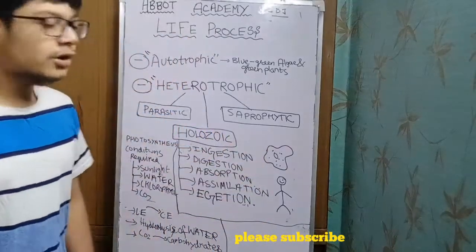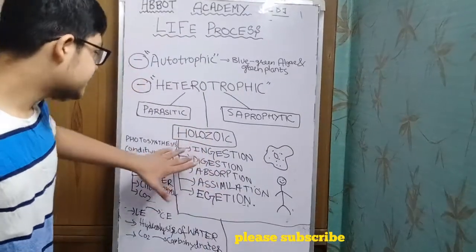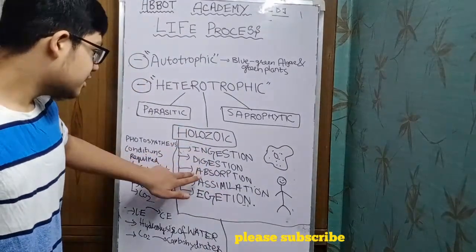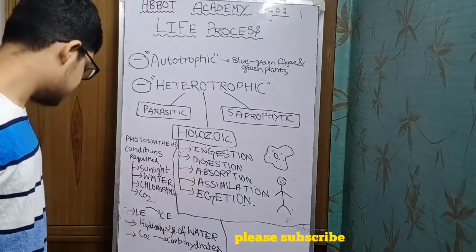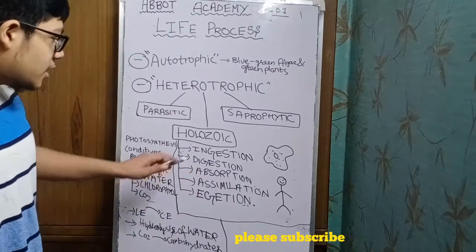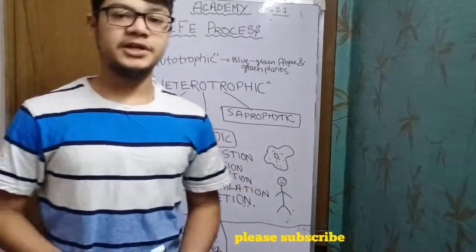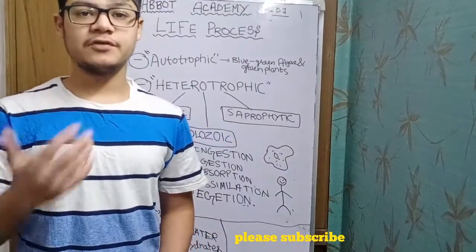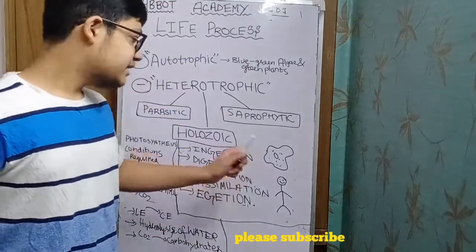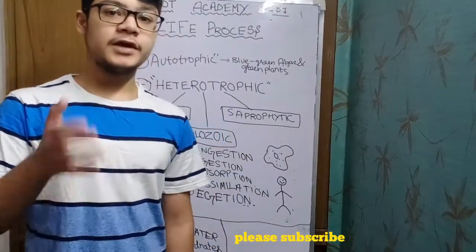And then holozoic. Holozoic involves 5 major steps, that is ingestion, digestion, absorption, assimilation, and egestion. So what are basically these steps? First, let us talk about ingestion. Ingestion is nothing but taking the food, intake of food. Simple.